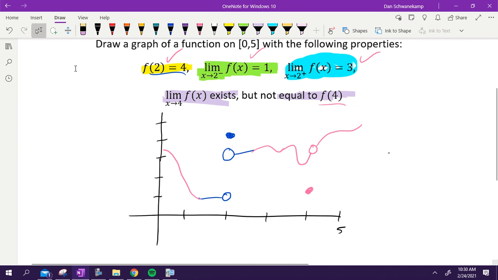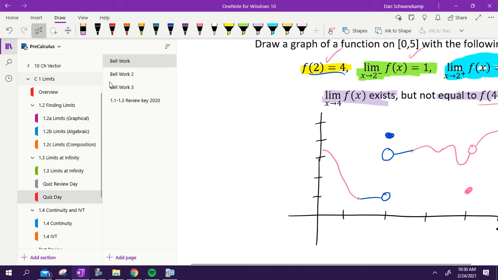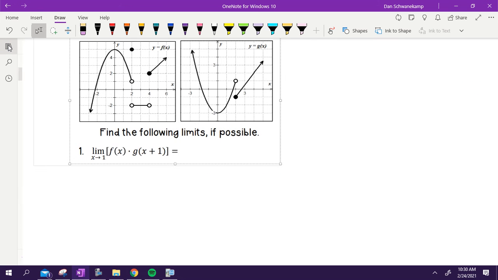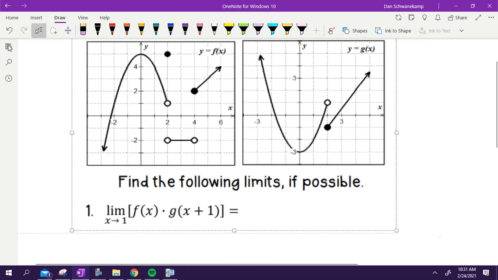All right, let's do a couple more quick reviews here because the quiz doesn't take real long. Try that one really quick on your bell work. Get an answer for that guy.